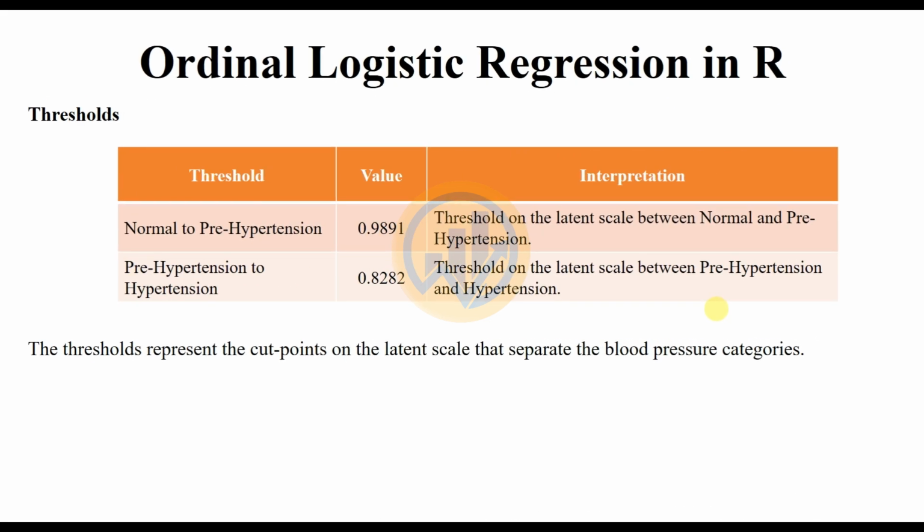The threshold table presents the value and intercept. The normal to pre-hypertension value is 0.98, the threshold on the latent scale between normal and pre-hypertension. The pre-hypertension to hypertension value is 0.82, the threshold on the latent scale between pre-hypertension and hypertension. The thresholds represent the cut points on the latent scale that separate the blood pressure categories.